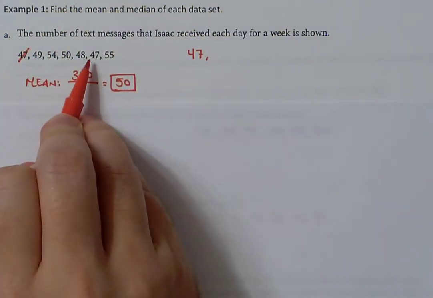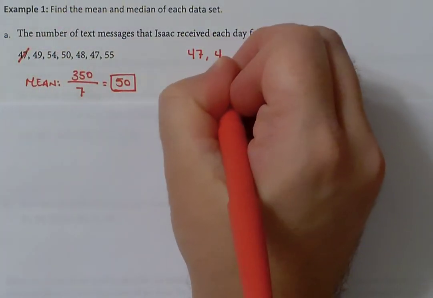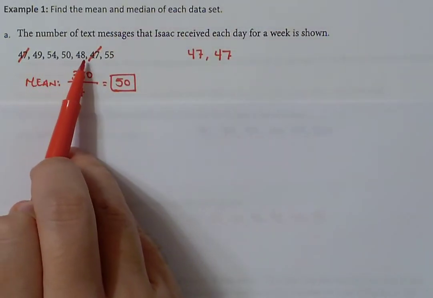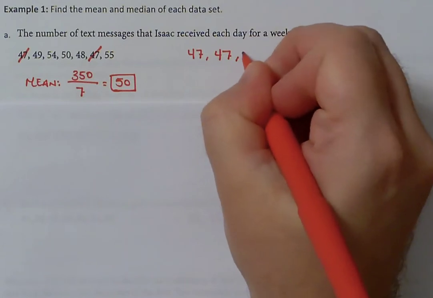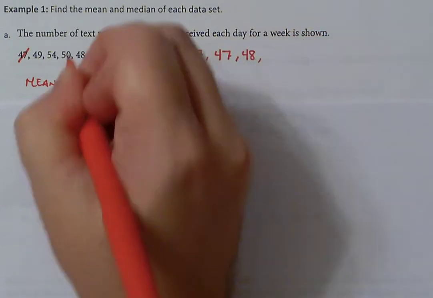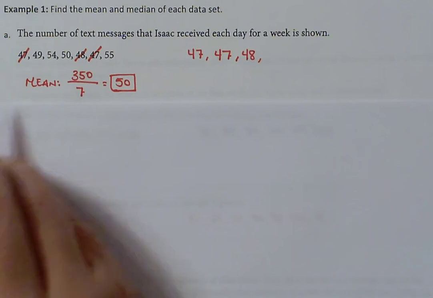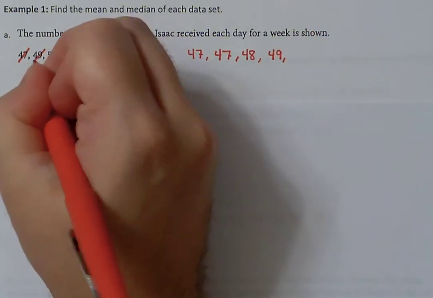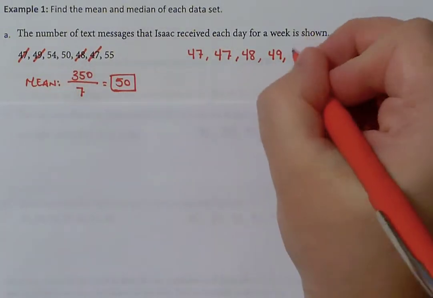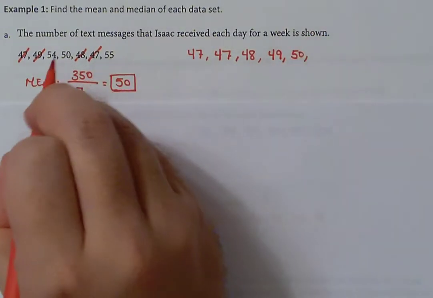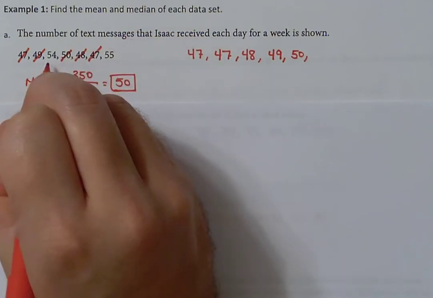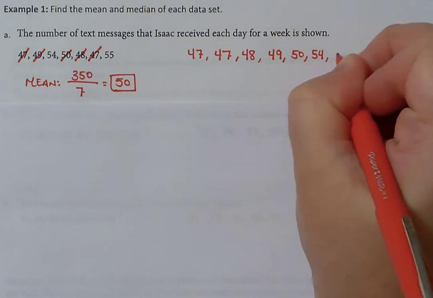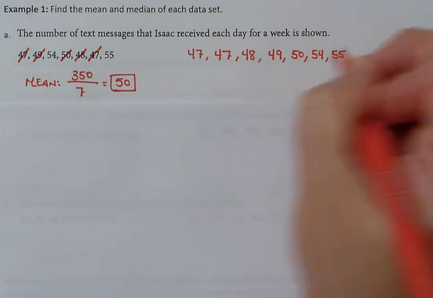And we do see that 47 appears twice, so we're going to write it again. The next number after 47 is going to be 48. Then we have 49, 50, and then we have 54, and then we'll end up with 55 at the end. So 54, and then 55.